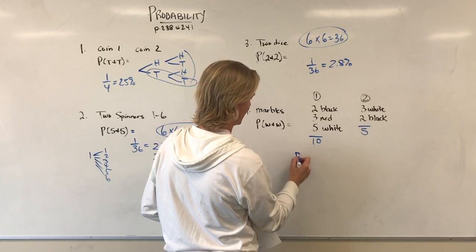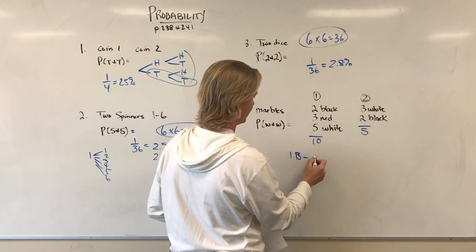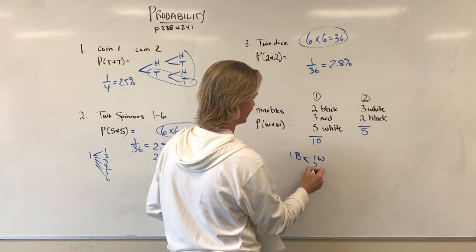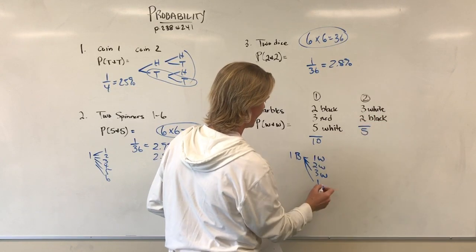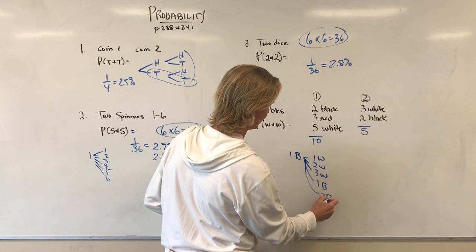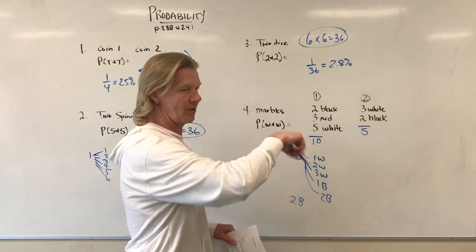I could take the first black marble, right? That's the first one, because there's 2 here. And then I could have the first white marble, and then the second white marble, and then the third white marble, and then I could have the first black marble in this bag, and then the second black one. And then move to the second black marble, right? And list them all out that way.